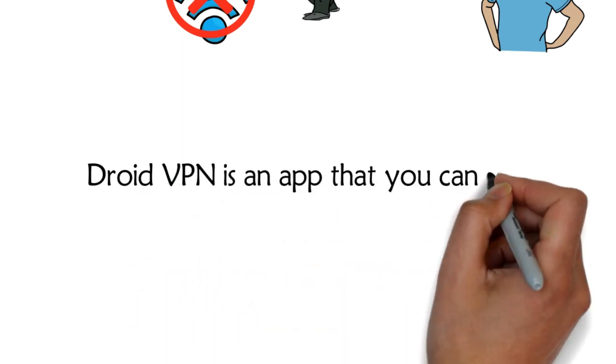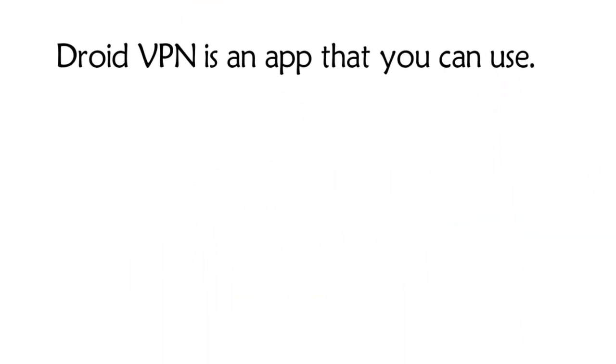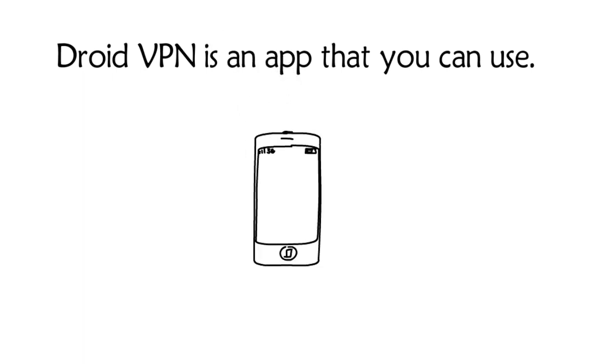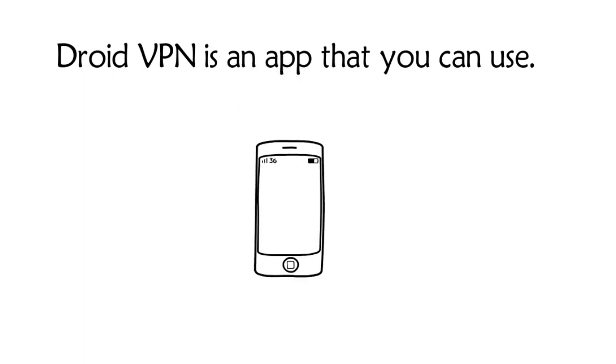Droid VPN is an app that you can use. It's an easy-to-use VPN software that helps you unblock regional internet restrictions, bypass firewalls and browse the web anonymously by tunneling your internet traffic to its servers. Here's what to do.